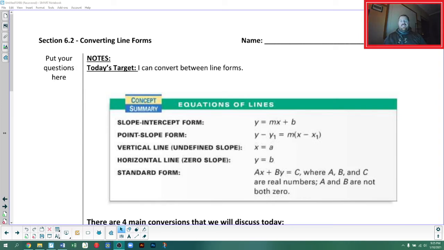Hello and welcome to the section 6.2 lecture. Today we are going to be looking at converting line forms.